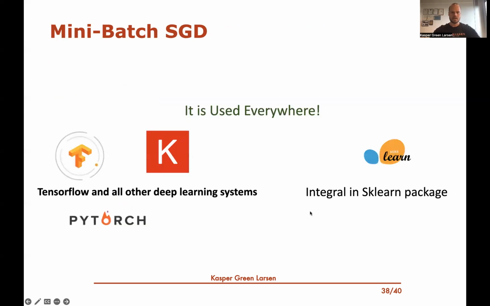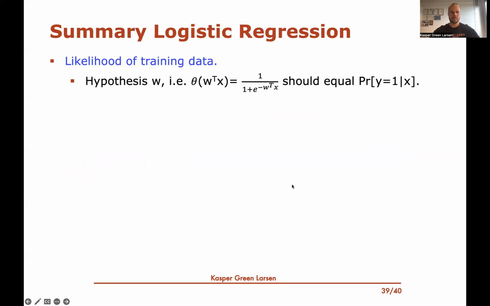Mini-batch stochastic gradient descent is, I guess, the most important algorithm in machine learning. It's used everywhere inside all of these libraries for machine learning, like TensorFlow and the PyTorch library, and you've also worked with the scikit-learn library and Keras. It's used everywhere, and it's the engine of machine learning optimization, in particular for deep learning.